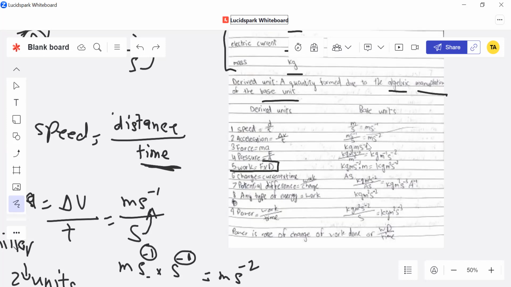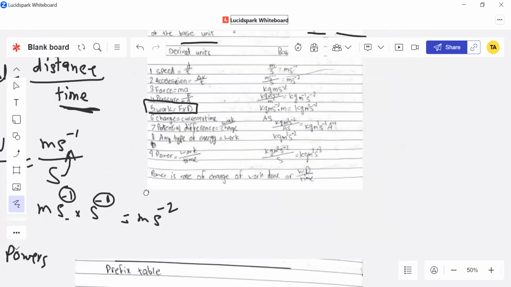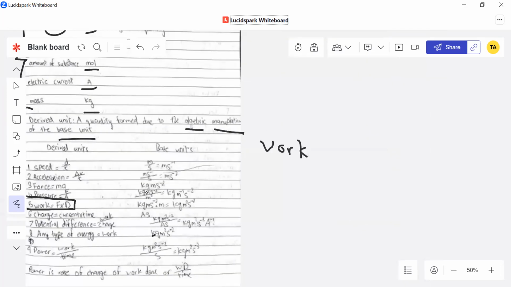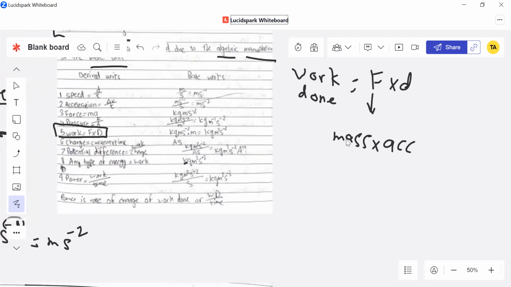Let's do work, right? So what is work? Work done, right, is, I know, force into distance. And what is force? We break force further down because I know force is not a base unit. So force is mass into acceleration, right? Mass into acceleration. So do I have a base unit here? Yes, I have. Mass is a base unit. So instead of mass, I'll write kg. And is acceleration a base unit? No, it's not. Acceleration is a derived unit.